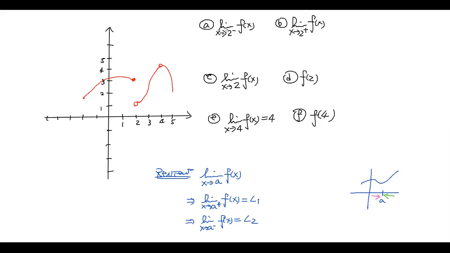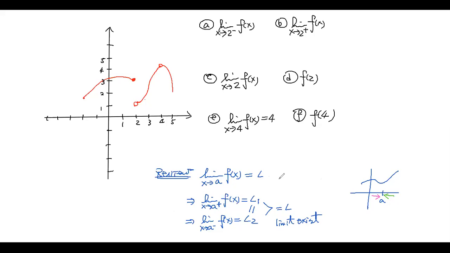So we say, if L1 equals L2, then the limit exists, right? If these are equal to each other, then the limit exists, and the limit will be that value. So the limit definition is really just that the left approach and the right approach equal each other.